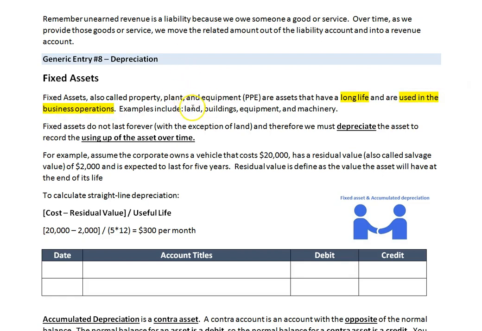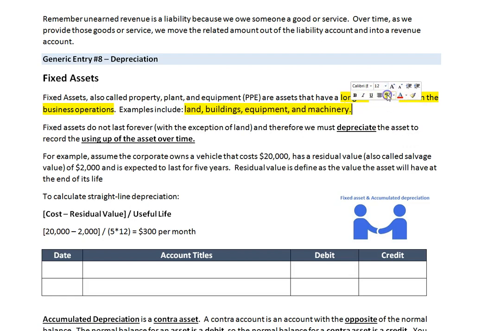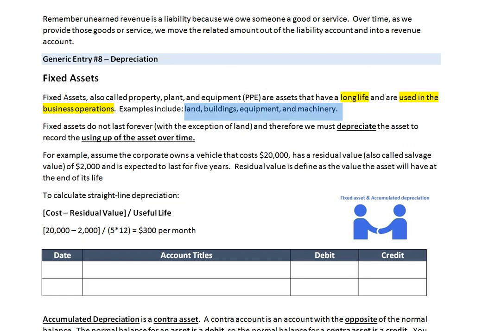Examples here are land, building, equipment, machinery. These are all examples of fixed assets. So these fixed assets last for a long time. They last definitely more than a year. But buildings can be 30, 40, up to 50-year life. But fixed assets do not last forever, except for land. We don't depreciate land. But all other fixed assets we depreciate.